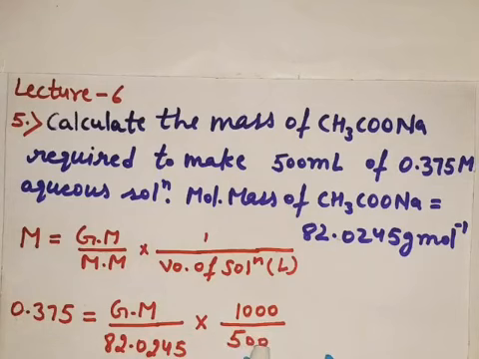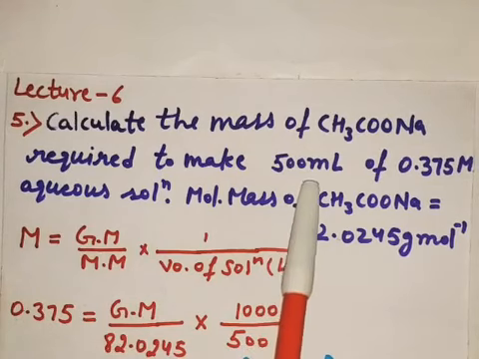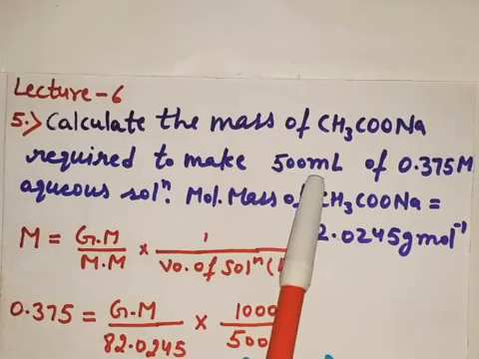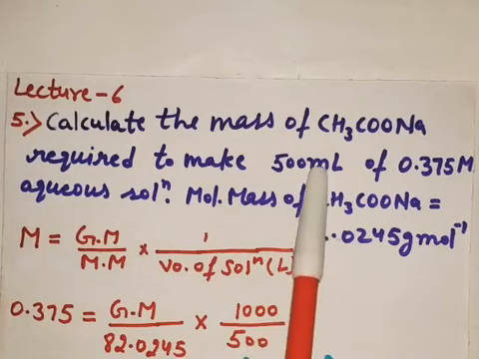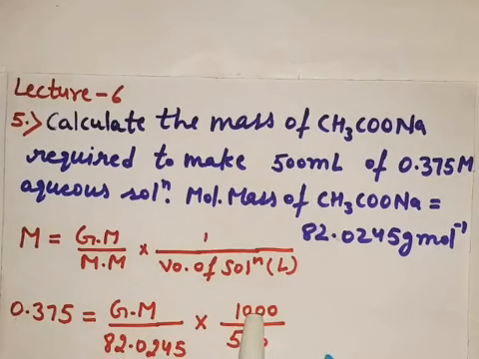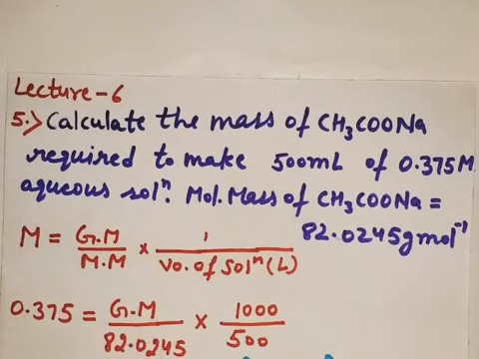Now we have to put here the volume of solution. As you can see here, the unit is ml, and we have to make 500 ml of solution. So the volume of solution is 500 ml. But the unit is ml, so we have to convert ml into liter. So here we will write 1000, you see, 500 divided by 1000. When 1000 goes in the numerator, it will become like this and the unit will be in liter. When you solve this, we can easily find out the value of given mass in gram. This is question number 5.